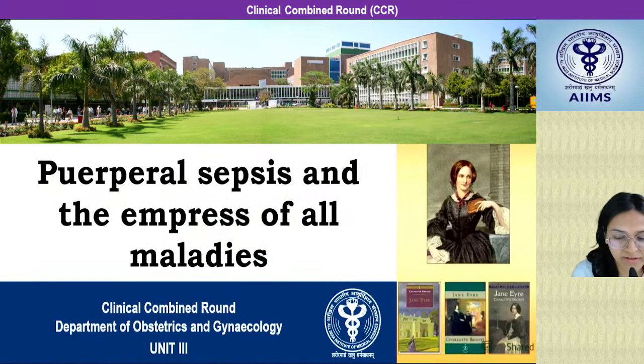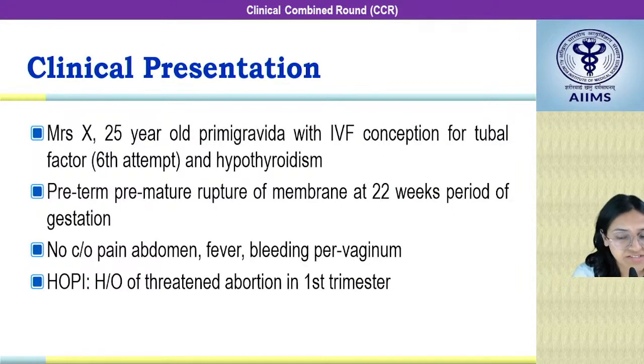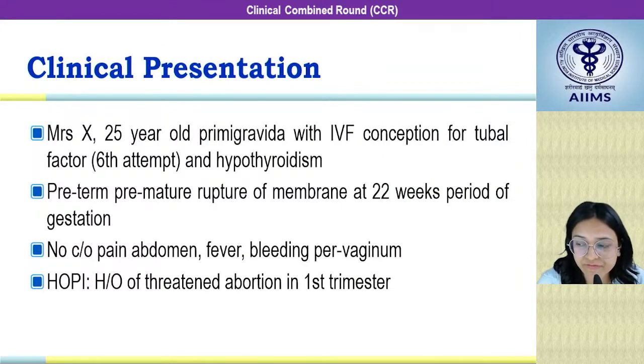Good afternoon, everyone. I'll be presenting this clinical combined round for puerperal sepsis and the empress of all maladies. The case in discussion is a 25-year-old gravida who conceived with IVF for tubal factor, and it was her 6th attempt. She presented to us at 22 weeks of gestation with preterm premature rupture of membranes. However, at presentation there was no suspicion of infection, like any complaints of abdominal pain, fever, or bleeding per vagina.